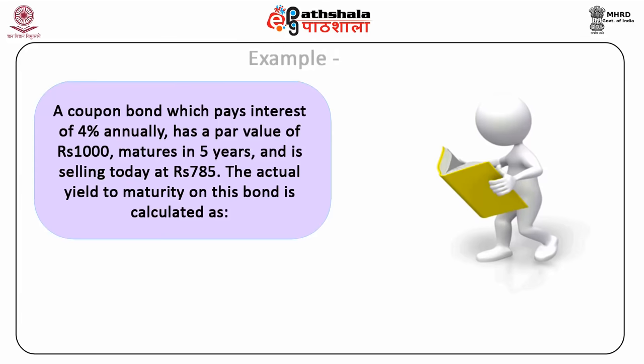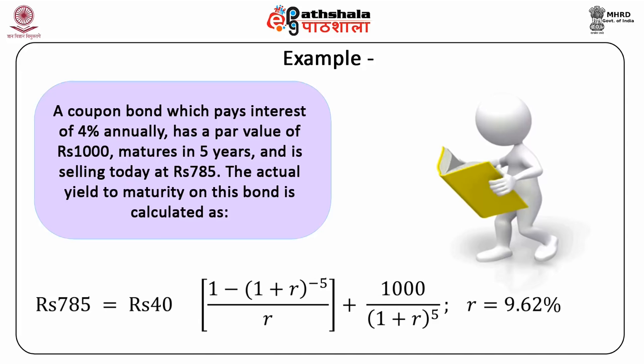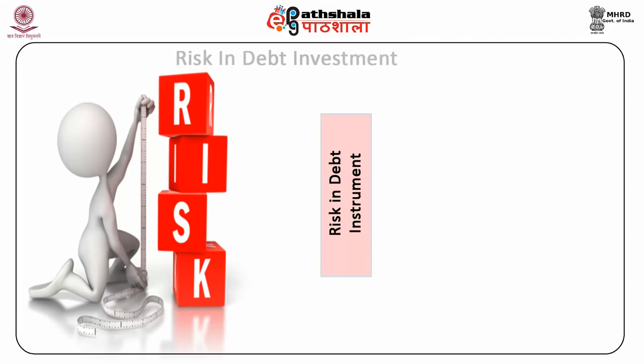For example, a coupon bond which pays interest of 4% annually has a par value of rupees 1000, matures in 5 years and is selling today at rupees 785. The actual yield to maturity on this bond is calculated as: rupees 785 equals rupees 40 [(1 minus (1 plus r) to the power minus 5) divided by r] plus 1000 divided by (1 plus r) to the power 5. Thus, r is equal to 9.62%.